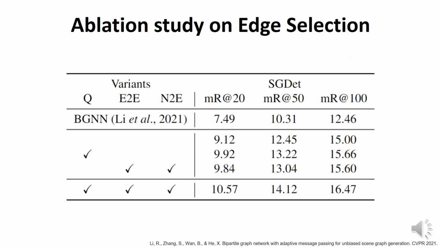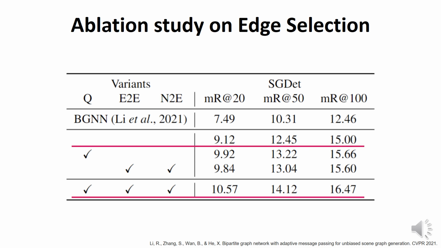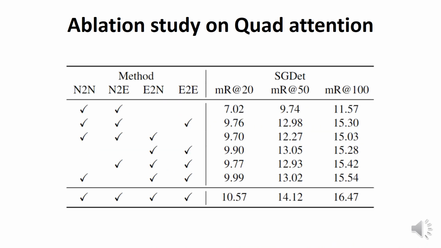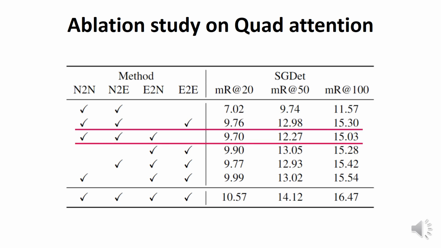Here is the ablation study on the edge selection module. We observed that the quad attention module without the edge selection module shows much lower performance than the full model, but shows a higher performance than the BGNN. It shows the effectiveness of the edge selection module and quad attention module itself. We also show the ablation study on the quad attention module. The full model with quad attention outperforms the other model variants. Especially, SQAT without edge-to-edge attention shows worse performance than without edge-to-node attention, since edge-to-edge attention, which is neglected in the previous work, can capture higher level information.